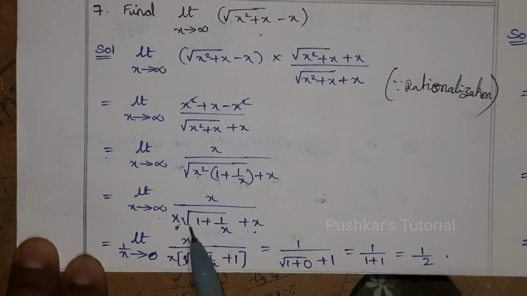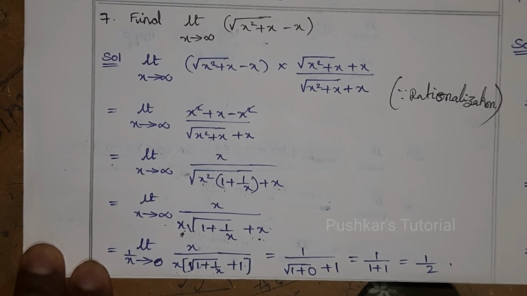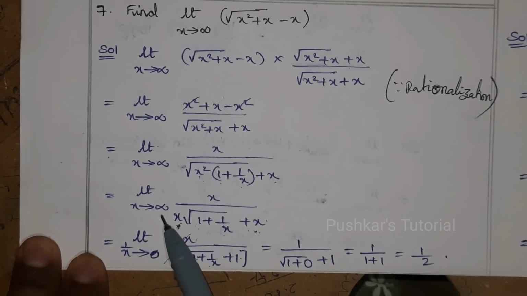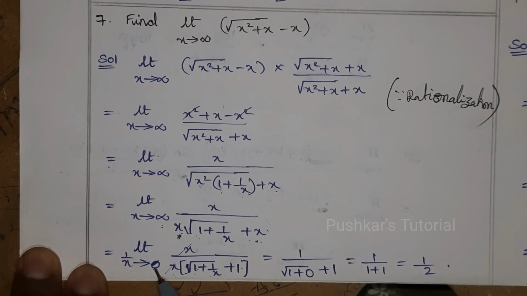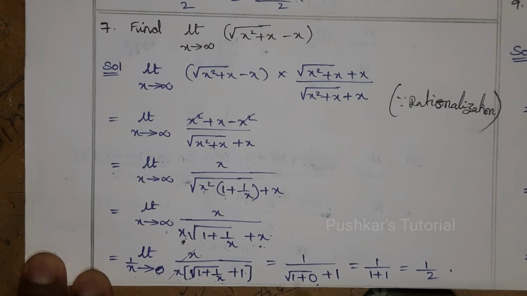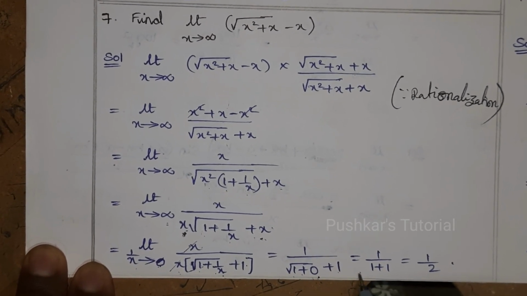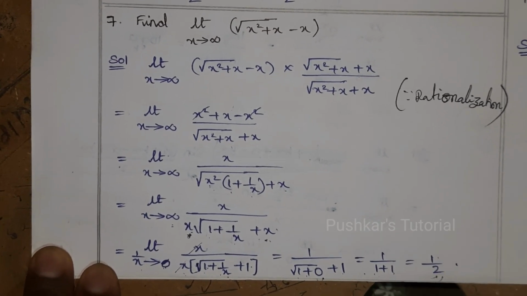So x by under root 1 plus x. I have taken x common now. What is left over? 1 is left over. Again x gets cancelled. So limit x tends to infinity means 1 by x tends to 0. So wherever 1 by x is there, you have to put 0. So instead of 1 by x, I have to put 0. So 1 by root 1 plus 0 plus 1. 1 plus 0 is 1. Root 1 value is again 1. 1 plus 1, 2. So the answer is 1 by 2.